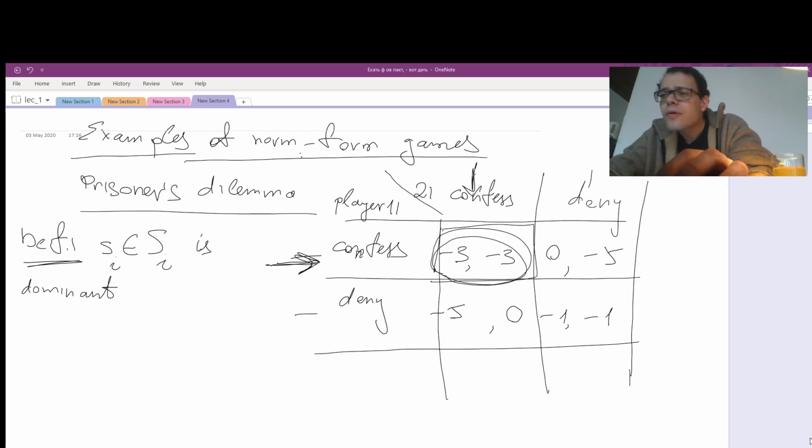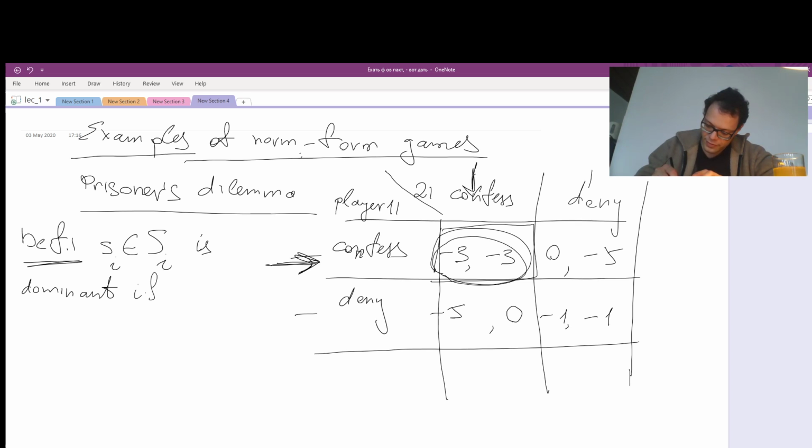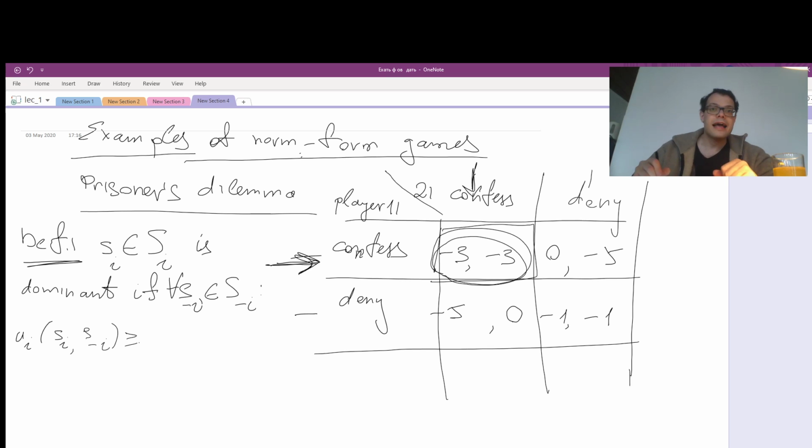So going back, a strategy i is dominant if it's the best, regardless what the others do. Formally, if for each profile of the others s minus i in S minus i, it's the best for player i. So the utility of player i, when that player plays s_i and the rest play s minus i, is always at least as good as what that player would get if she played some other s_i prime and the rest the same. And this is of course for each s_i prime.